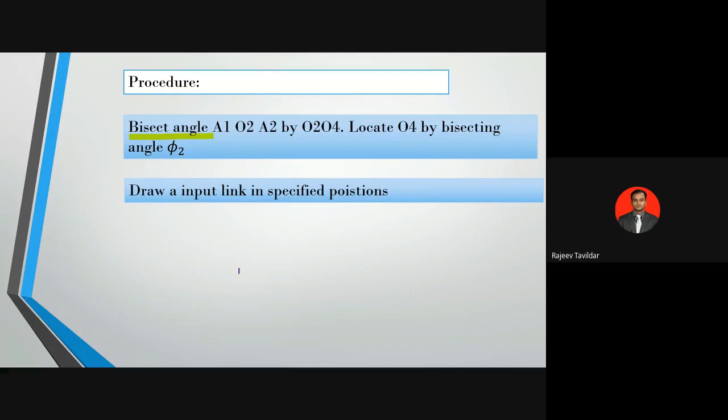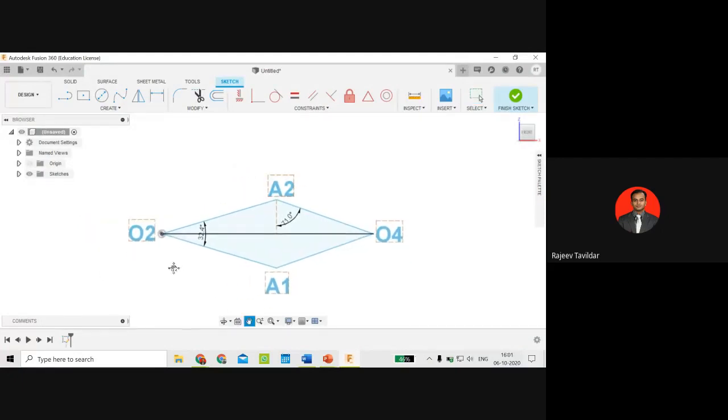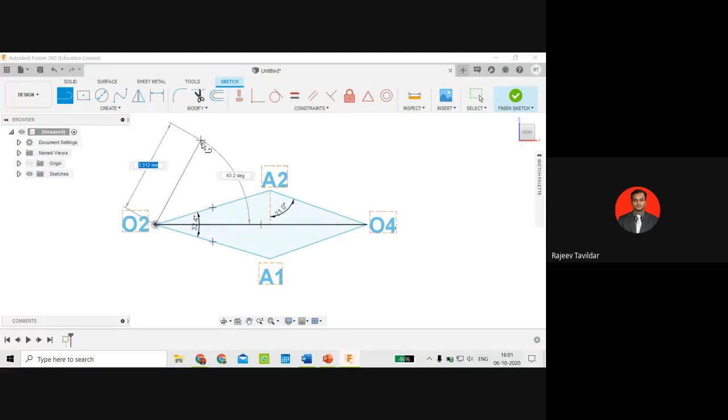We need to draw the input links in the specified position. That means we have already completed O2 A1, O2 A2. We need to draw O2 A3 and O2 A4. So just draw a line of 4 centimeters. So let us see what is the angle.